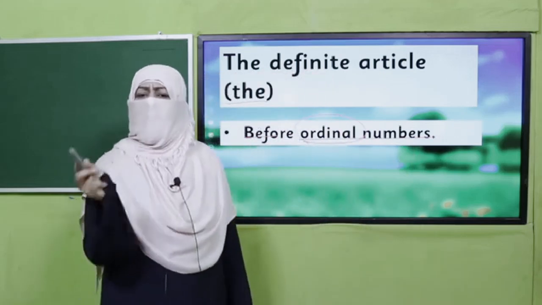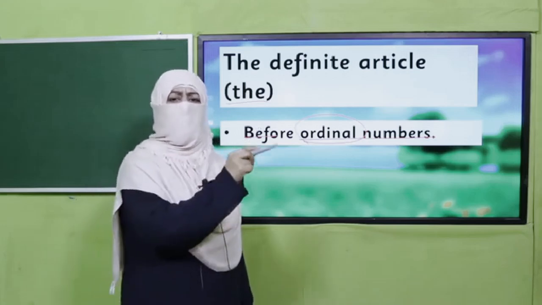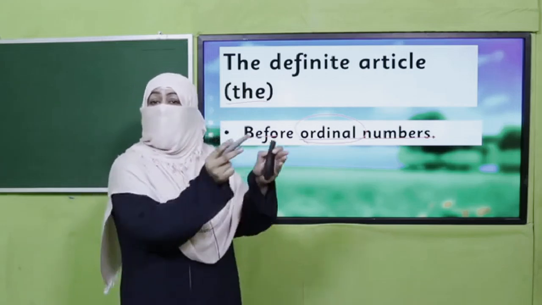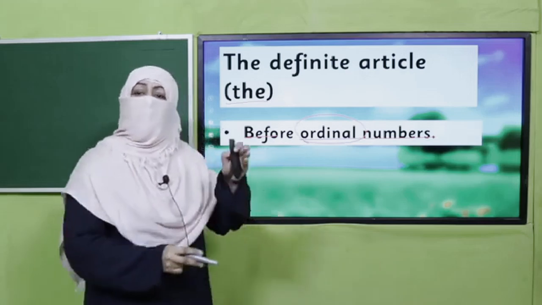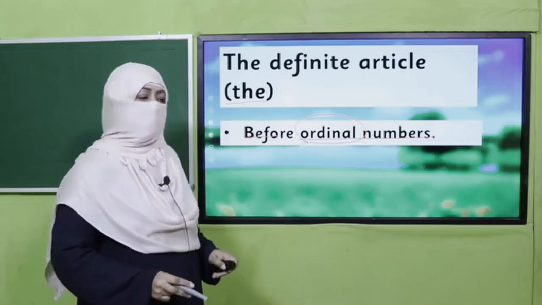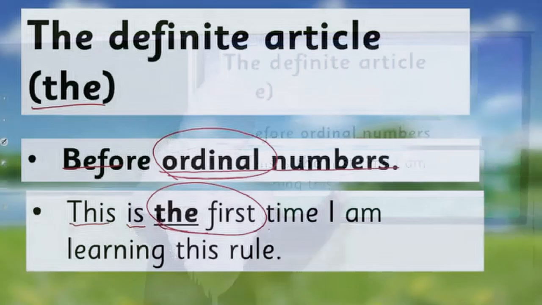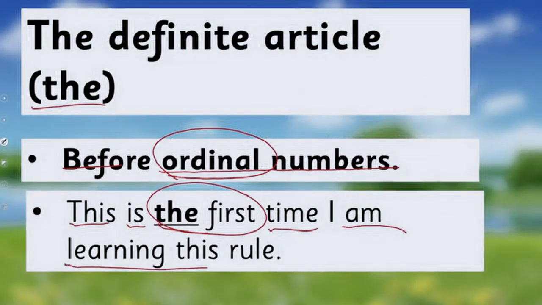Yes, which are ordinals: first, second, third, last, 12th, 100th, which tell the order of a thing. So whenever we mention an ordinal number, we use the with it. For example, this is the first time I'm learning this rule. Okay, so first is an ordinal number, we always use the with it.